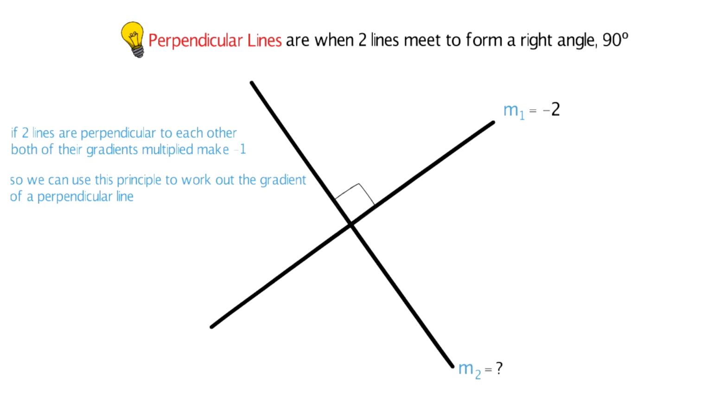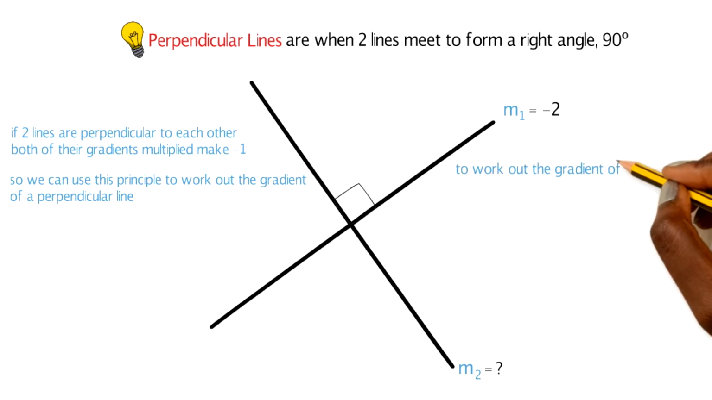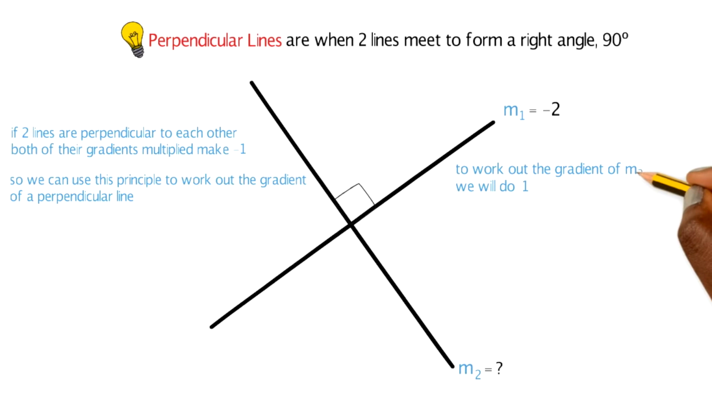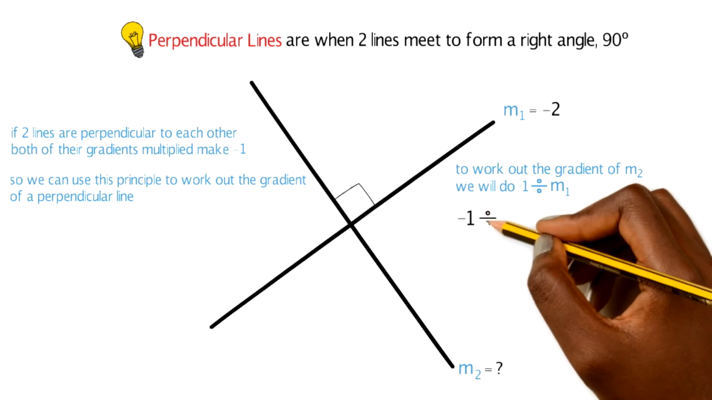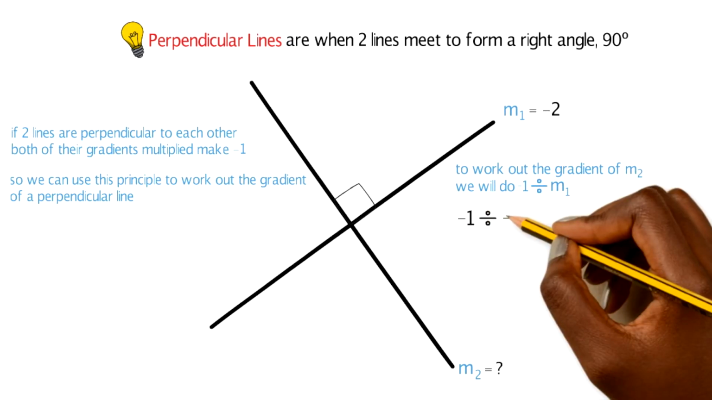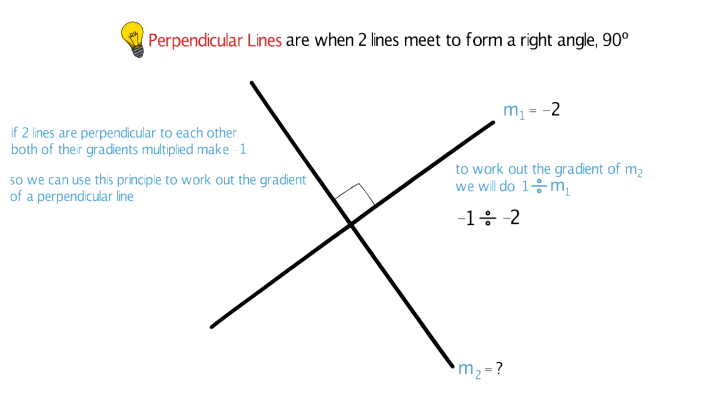To work out this gradient M2, how would we do that? We do that by dividing -1 by the gradient of M1. It's always -1 divided by the gradient of the other perpendicular line. So by doing -1 divided by -2, see if you can work it out before it comes up. You should be left with an answer of 1/2. Another way I think of it is flip it and stick a negative in front of it, if you prefer that way.